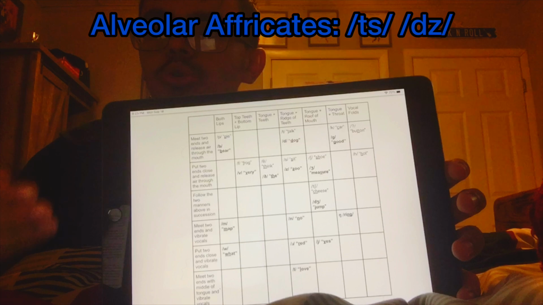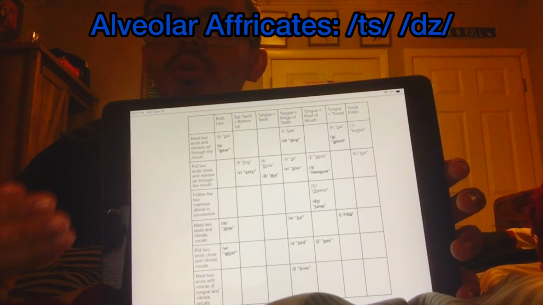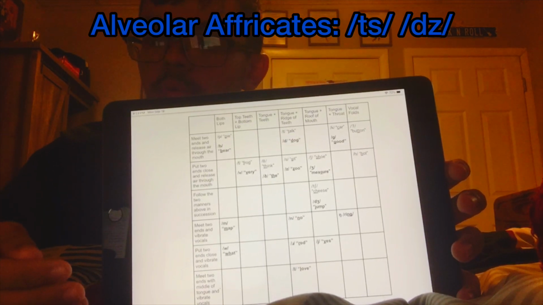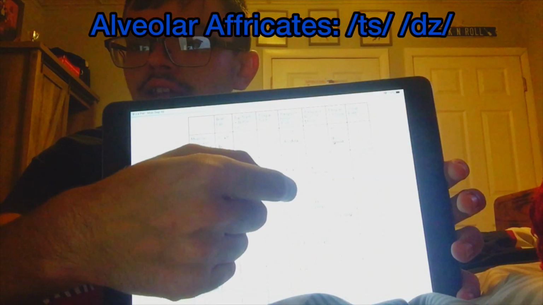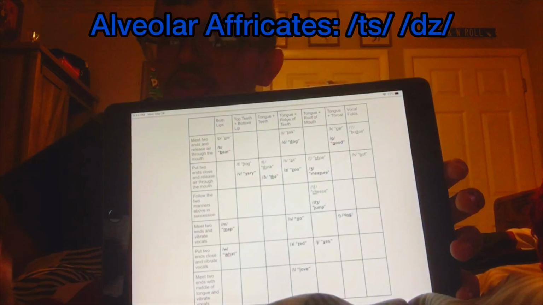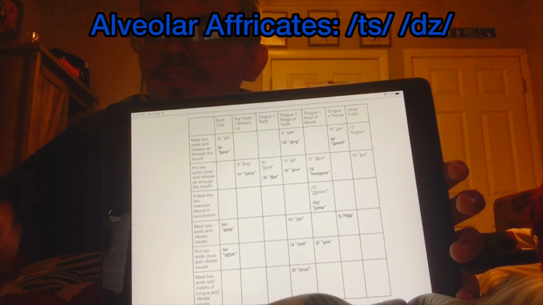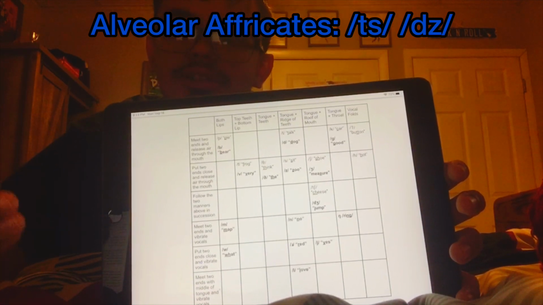Technically, when you say a plural word like cats or ads, we are doing one of these sounds in this position. But they're not on this chart because they don't make a distinct phoneme that's meant to be a part of the English language.